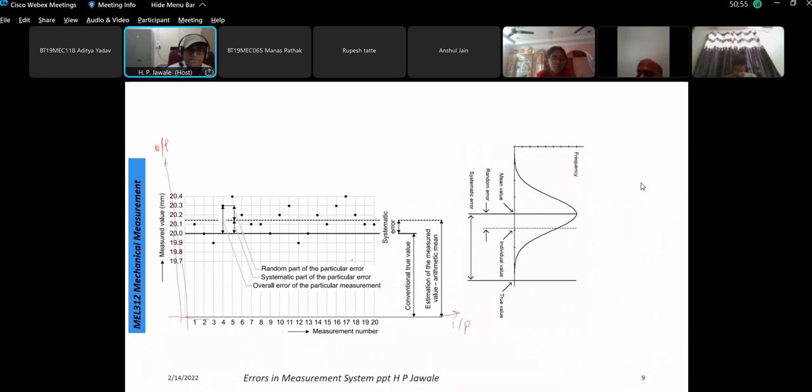Into this, let us understand that this dot indicates the actual reading that suppose we got. Say for example 20.1 is the first measurement, the second one is 19.9, the next one, and so on. So this is the spread, the actual spread. If I join this with the number of dots, this is how the measurement is obtained in actual practice.